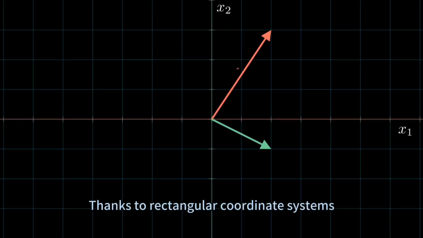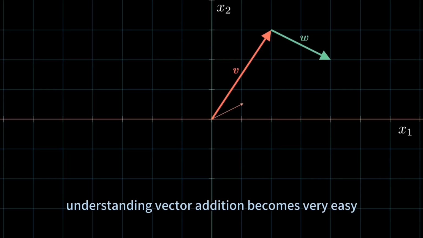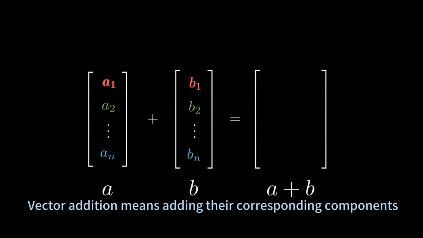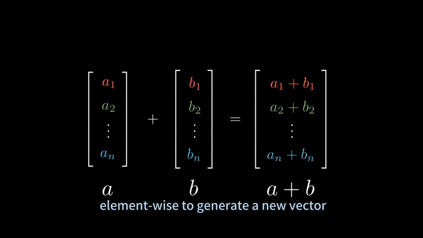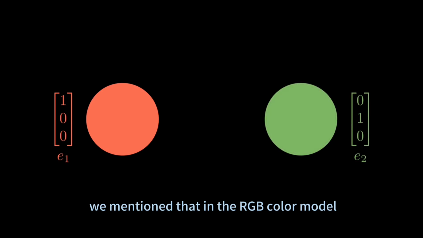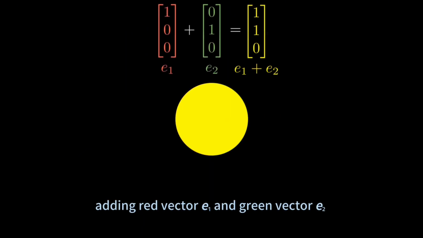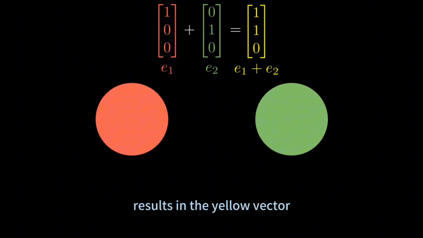Thanks to rectangular coordinate systems, understanding vector addition becomes very easy. For two vectors A and B of the same dimension, vector addition means adding their corresponding components element-wise to generate a new vector. In the previous video, we mentioned that in the RGB color model, adding red vector E1 and green vector E2 results in the yellow vector.